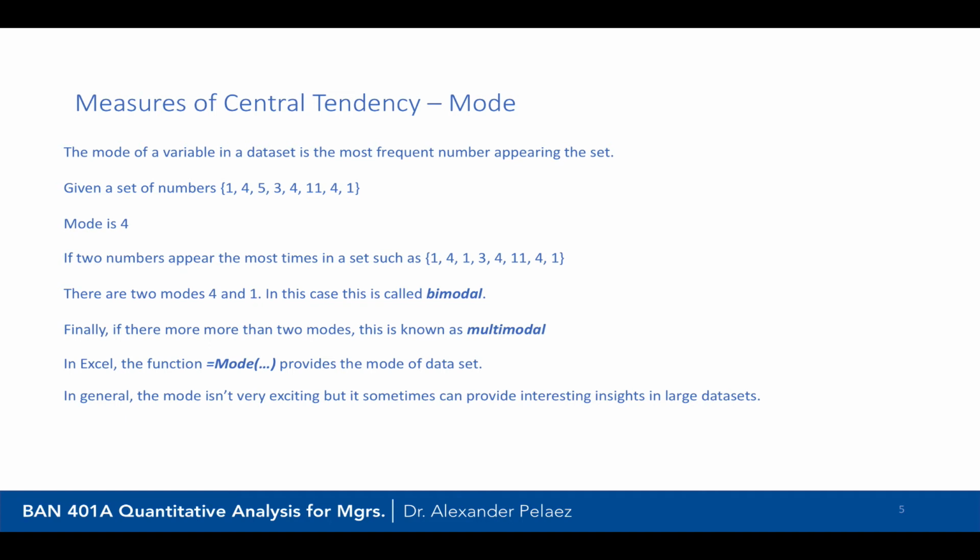If 2 numbers appear the most times in a set, such as 4 and 1 in this case, both of those numbers are modes, and in this case we call this bimodal. If we have more than 2 modes, then this is called multimodal. In Excel, we have the function MODE, which will provide the mode of a data set.